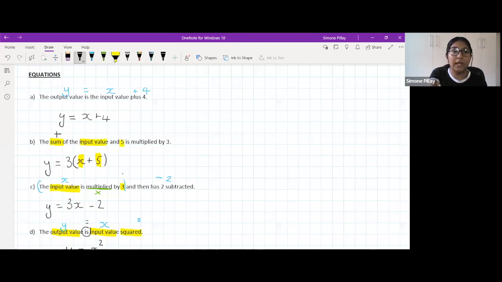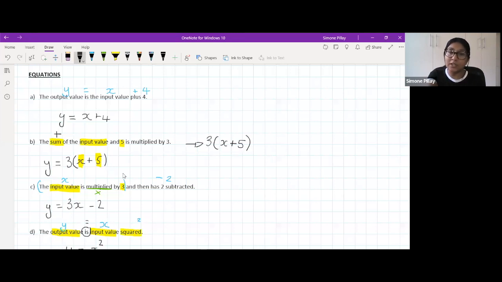So before we even do anything further, let's write that down. I have a sum. What is my sum? My sum is the sum of my input value, which we know is x, and 5. That's the first part of my equation done. Now my sum is then multiplied by 3, which is why we need our brackets, because it's not just x multiplied by 3, it's not just 5 multiplied by 3. It is my sum that is multiplied by 3. So I'm putting brackets around my sum.